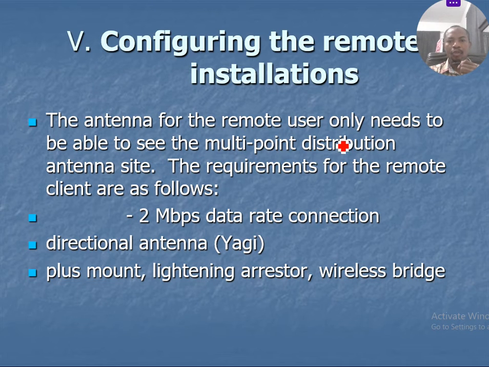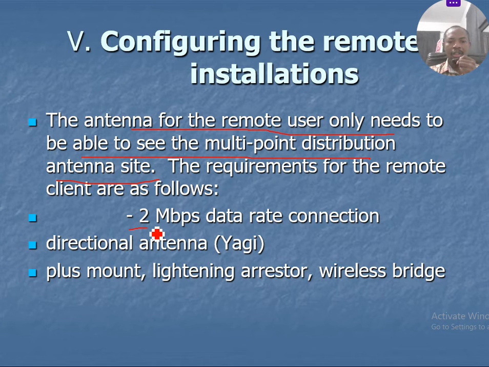The antenna for the remote user, that's your home network user, only needs to be able to see the multi-point distribution antenna. The multi-point distribution antenna is the main distribution antenna that you placed on the network, the main telecommunication antenna. So your home antenna is just an antenna that can see the multi-point distribution antenna sites. Now the requirements for the remote site are as follows.